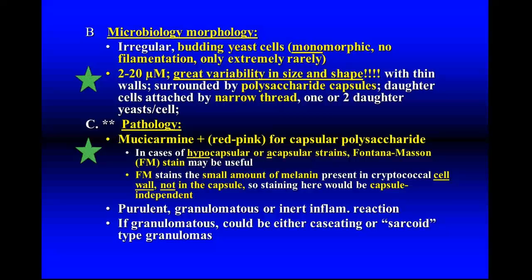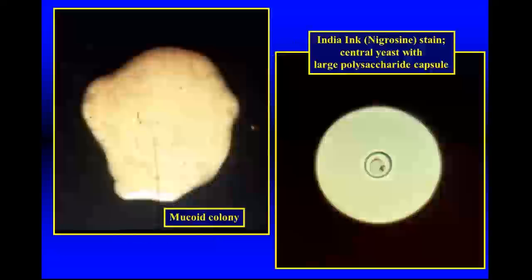Rarely you'll have hypocapsular or acapsular strains that have this huge variability in size and shape. I'm thinking, this is crypto. It's not coming up with the mucicarmine. So let's go to the second line of attack. Let's do a Fontana-Masson. And that will stain the small amount of melanin that is present in the crypto cell wall, not the capsule. So it's a stain that is capsule independent. Even if your organism has very little capsule, the Fontana-Masson will come in and save the day.